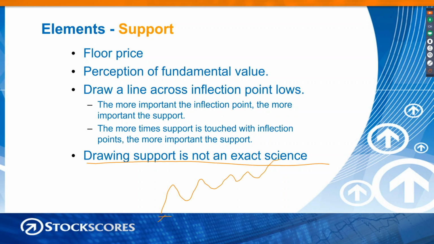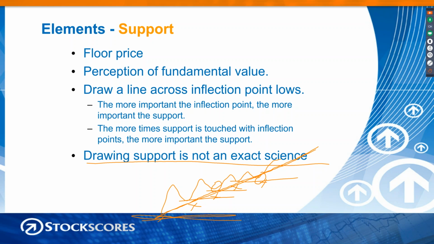So I could say there's inflection points like that, and I could draw a line across those, but it's not perfect. This one kind of went a little below, this one maybe a little above. You're trying to draw the line that best fits as many inflection points as possible. So I have drawn a trend line of support, but I could also draw horizontal lines of support at each inflection point.